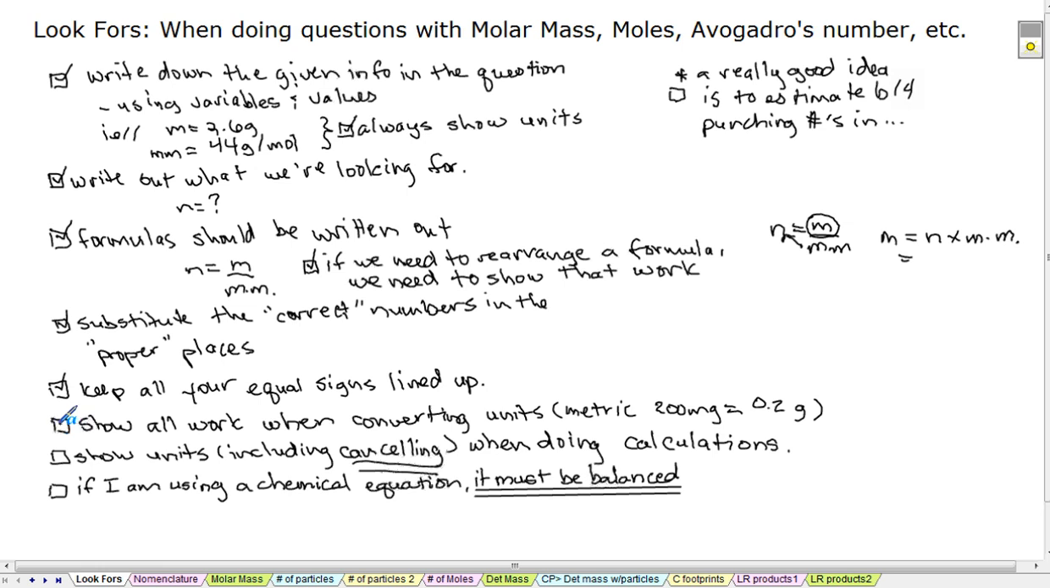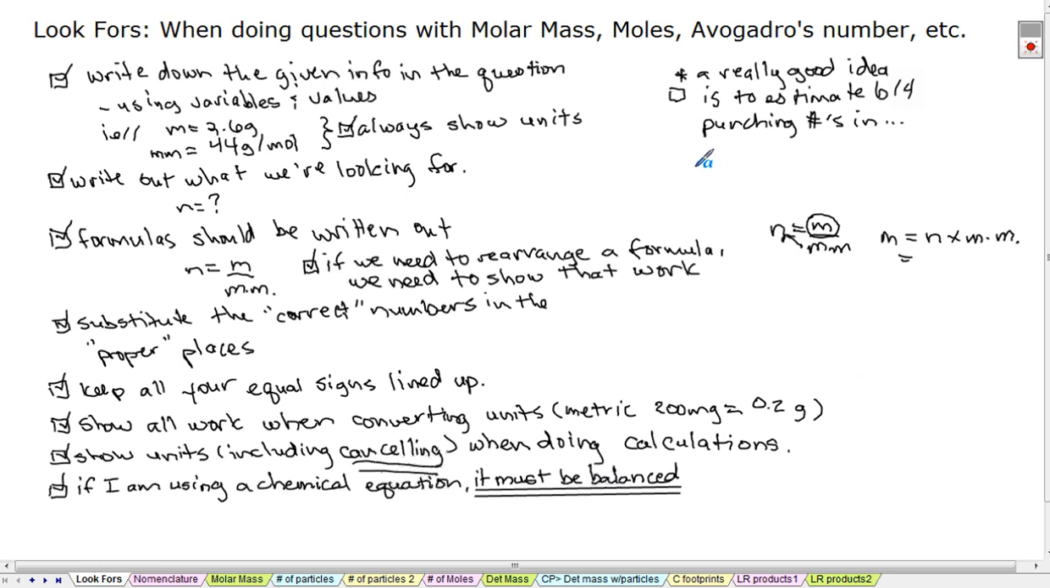We need to show all work, especially when converting units. Say if you're given mass in milligrams to convert to grams. And always show your units, including when your units get canceled out, because that a lot of times can save you if you accidentally goofed up the formula and mixed it up by accident. Typically your units, if you keep them in when you do your calculations and you follow rules for math, you can figure out, oh hey, I did that wrong. Another big thing is if there's a chemical equation involved, it needs to be balanced. That's really huge.